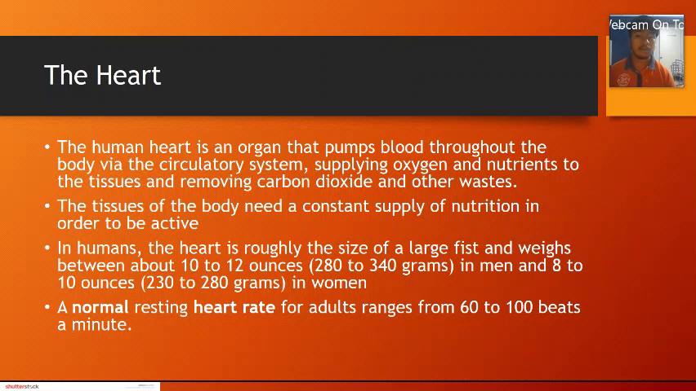In humans, the heart is roughly the size of a large fist and weighs between 10 to 12 ounces, 280 to 340 grams in men, and 8 to 10 ounces, 230 to 280 grams in women. A normal resting heart rate for adults ranges from 60 to 100 beats a minute. The heart is slightly tilted to the left side.